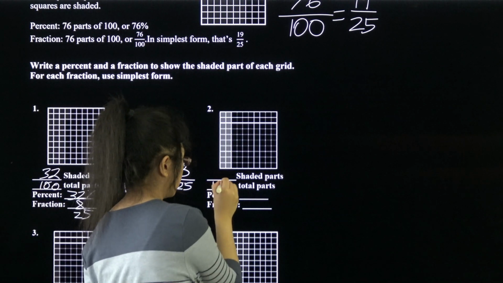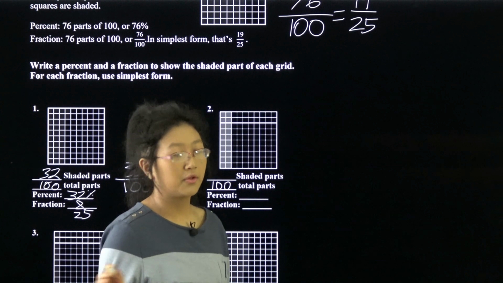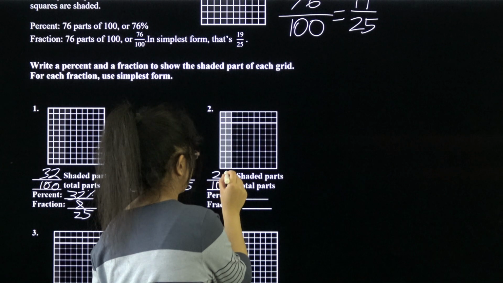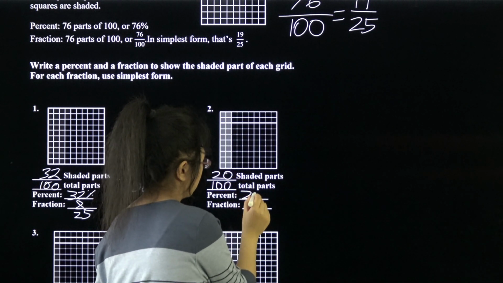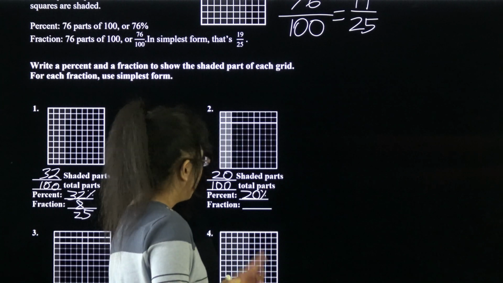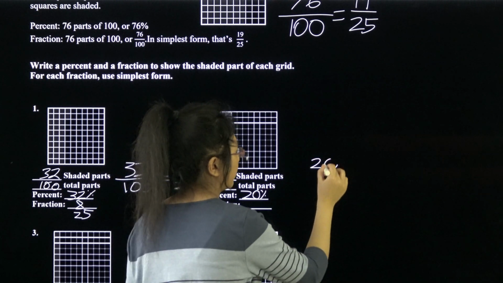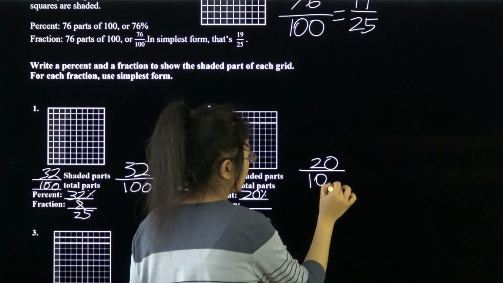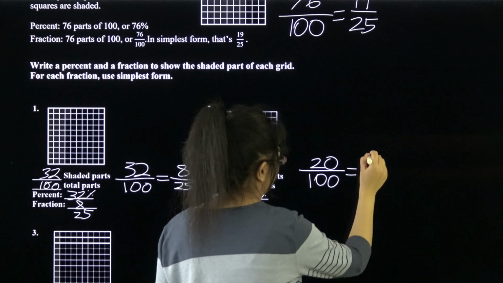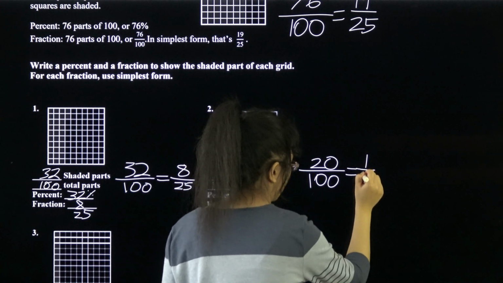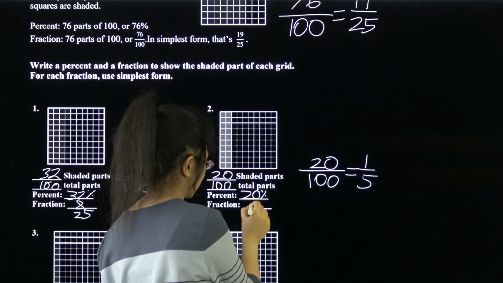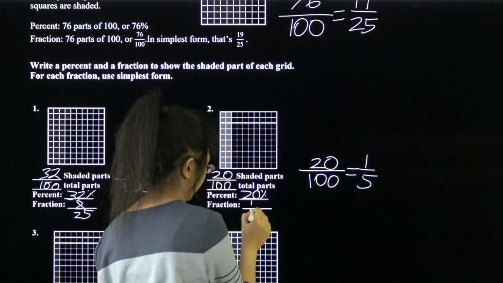So there's 100 total parts, just like all of these other grids, and 2 of the columns are shaded, so that would be 20 shaded parts. That's 20%. And the fraction is 20 over 100. But we know that's not the simplest form because both 20 and 100 are divisible by 20. So 20 divided by 20 is 1, 100 divided by 20 is 5. The fraction would be 1 over 5.